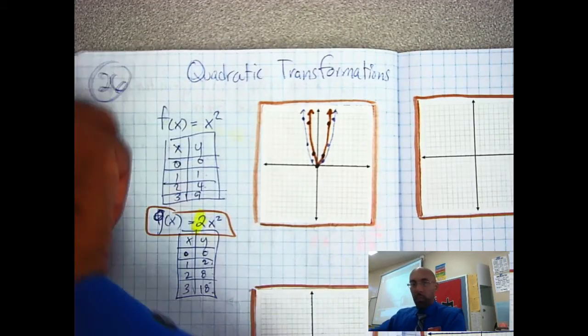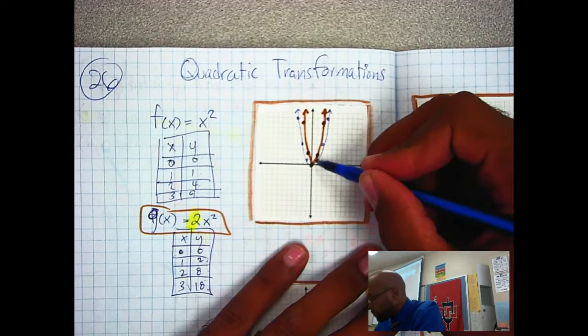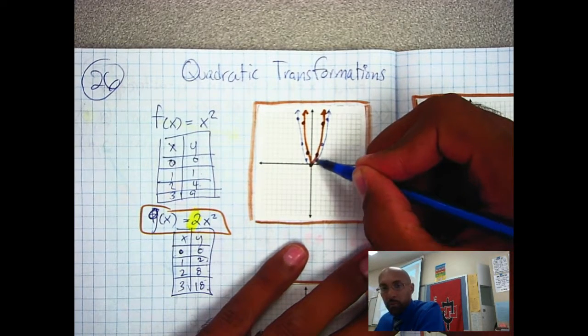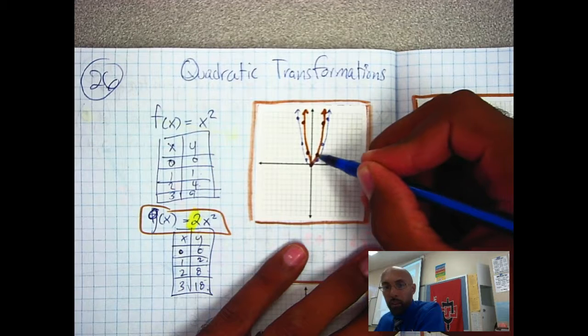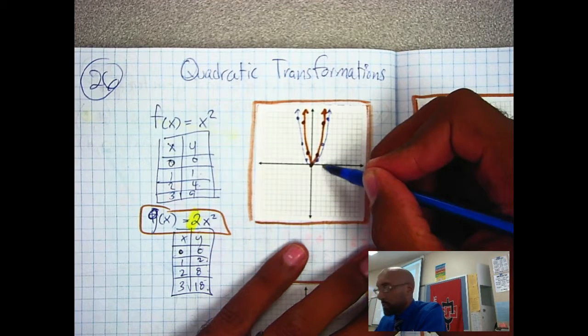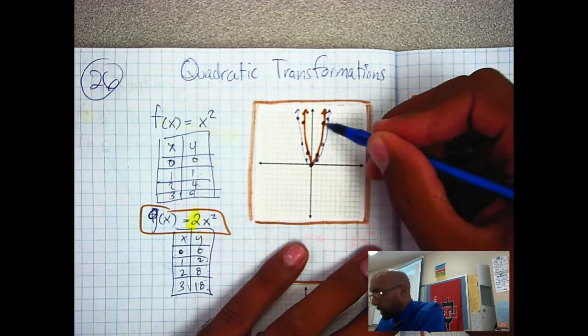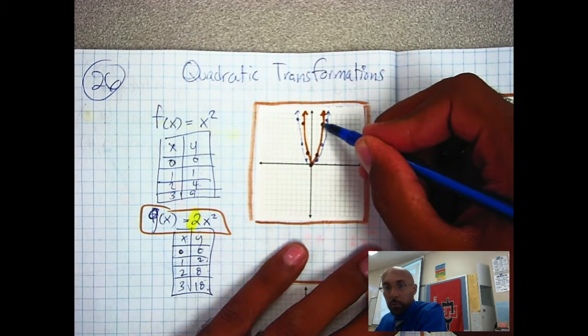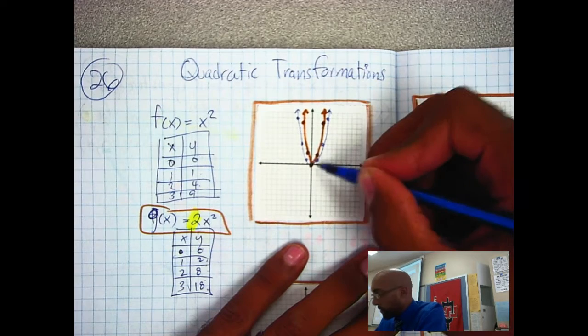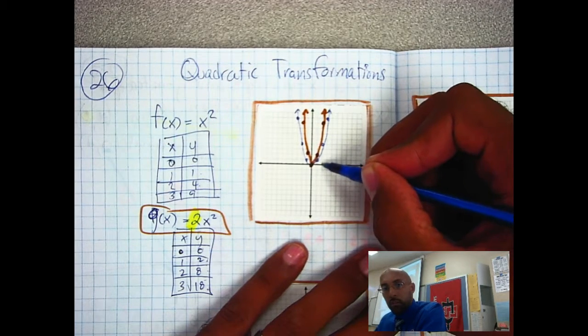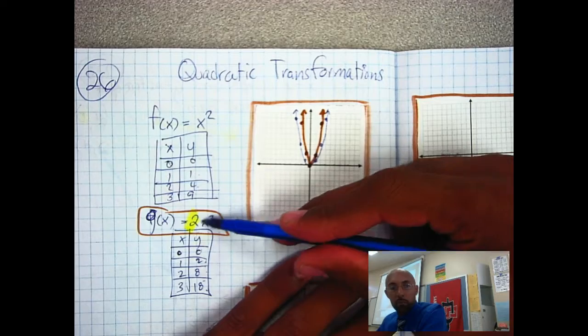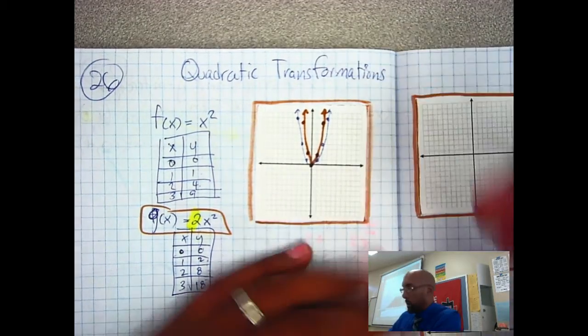Now let's compare the first values to the second ones. If you notice, the first one, which was 1, went up 1. Then the second one, the one that was 2, went from 4 up to 8. So it doubled the height from the x-axis. It's going to follow this pattern every time you change that number in the front.